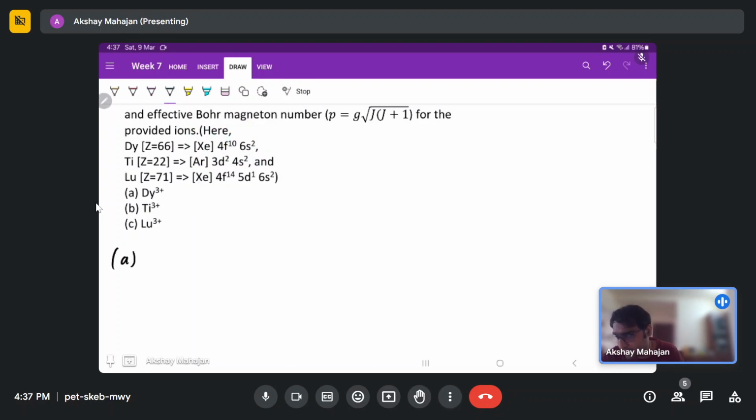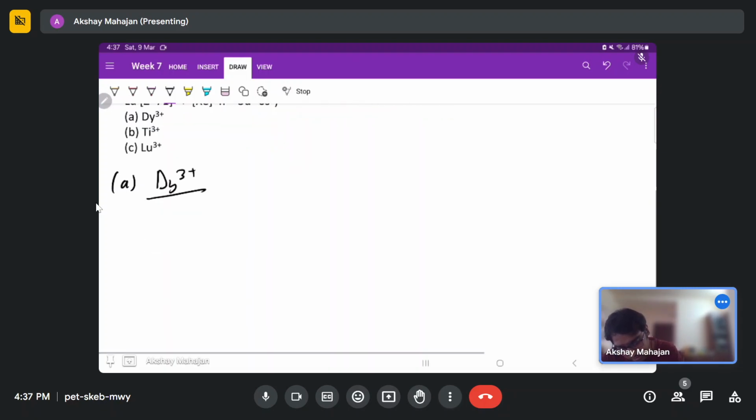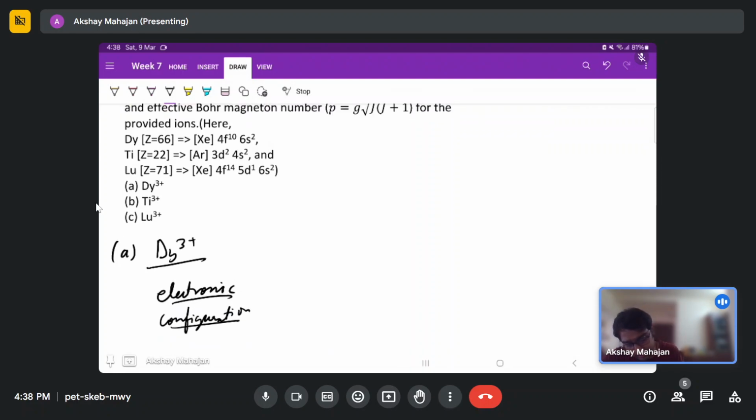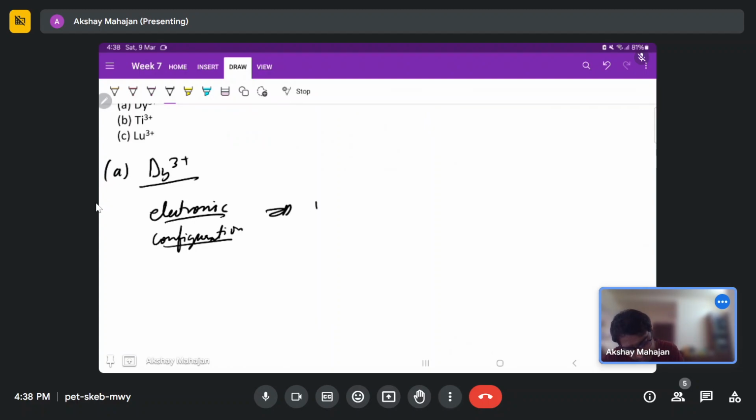So let's start with part A. The first ion is Dy3+. As always, first we have to write the electronic configuration. For Dy, the electronic configuration is given as xenon, then 4f and 6s2. Again the same thing: instead of taking out the 4f electron, the 6s2 electrons will be taken out. So for Dy3+, we will have 4f9 as our electronic configuration.